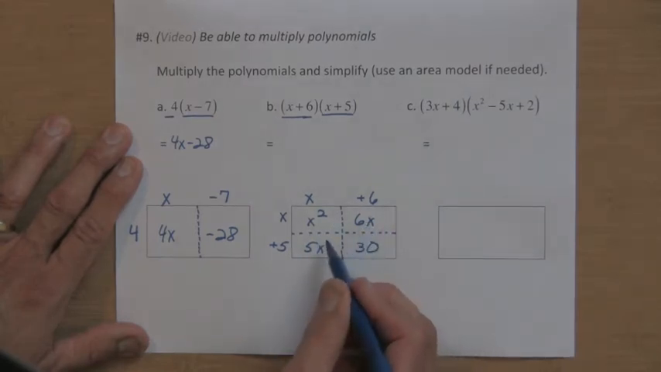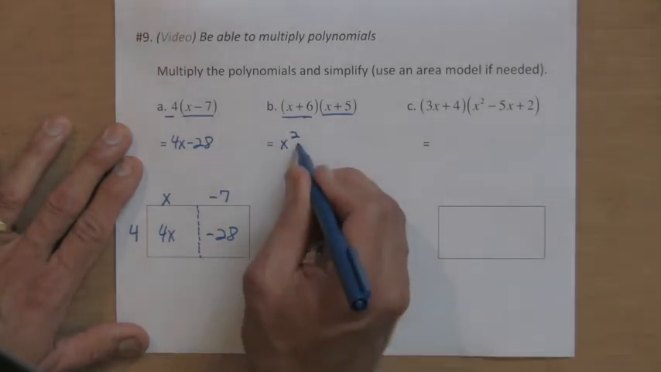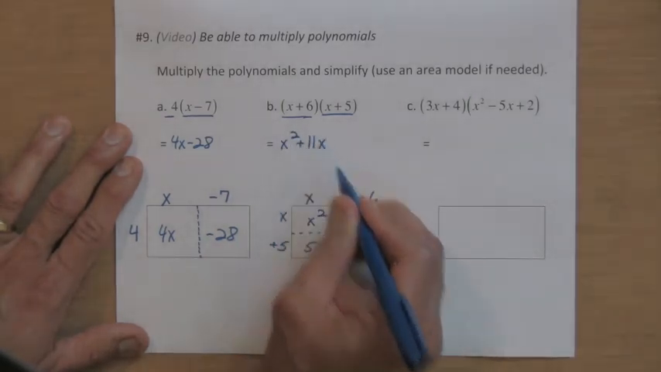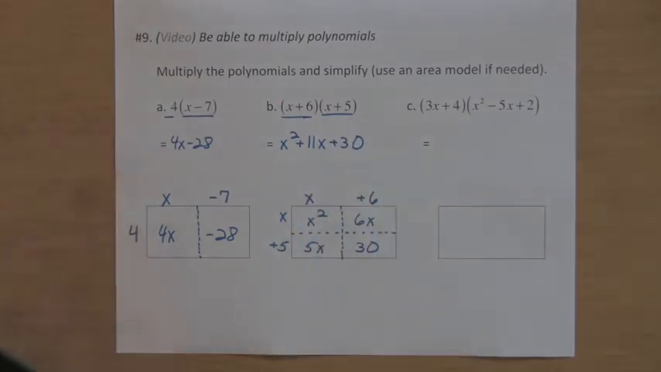Only two are actually like terms. So I get x squared, and 6x and 5x is 11x, and then plus 30, and that is the same as x plus 6 times the quantity x plus 5.